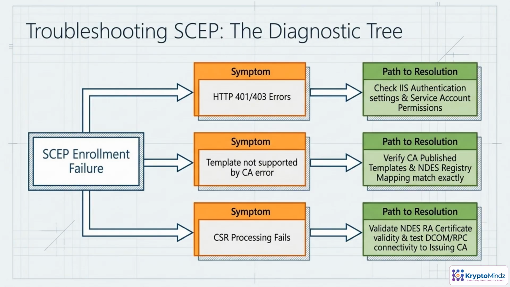When SCEP enrollment fails, troubleshoot along clear branches. If clients see HTTP 401 or 403, you're almost always looking at web tier problems: IIS authentication, SPNs, or service account permissions to the NDES virtual directory. If you get template not supported by CA, verify that the template is published on the issuing CA and that its name and OID match the NDES registry mapping exactly. If CSR processing fails, validate the NDES RA certificate chain, and test DCOM and RPC connectivity from NDES to the issuing CA.